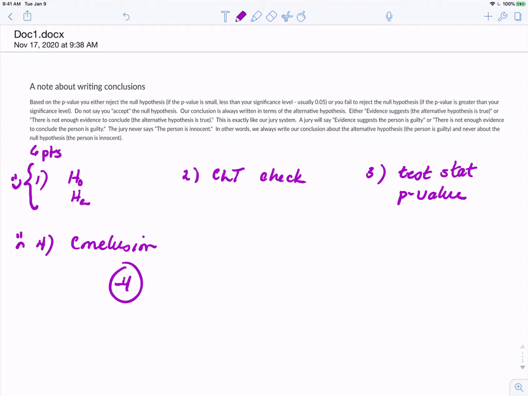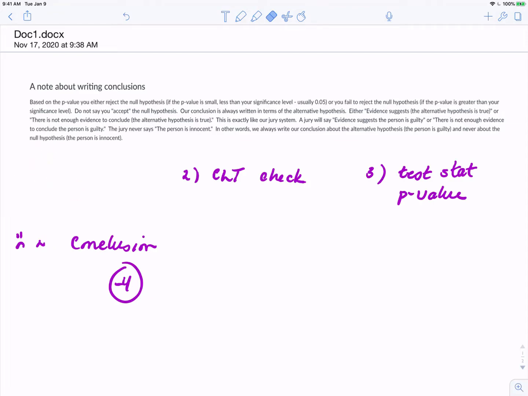So please, please, please, you have to pay attention to how you write your conclusions, because if you blow the conclusion on a hypothesis test problem, -4 automatically. Because the point of doing a hypothesis test is to understand what the process told you about the population. So let's practice writing conclusions.